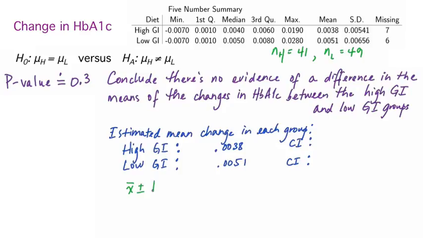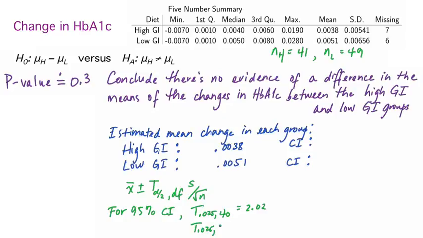The formula for a confidence interval for the mean is this, and we have everything we need except for the t-critical values, which for 95% confidence intervals are 2.02 for the high GI group, where we had a sample size of 41, so 40 degrees of freedom, and 2.01 for the low GI group, where we have 48 degrees of freedom. And you can verify that the confidence intervals are these.